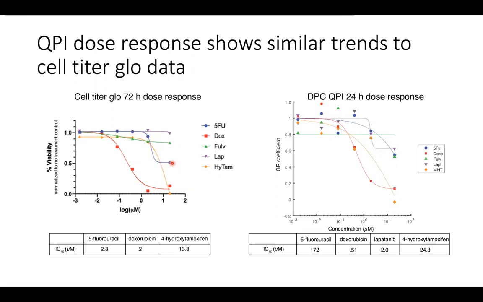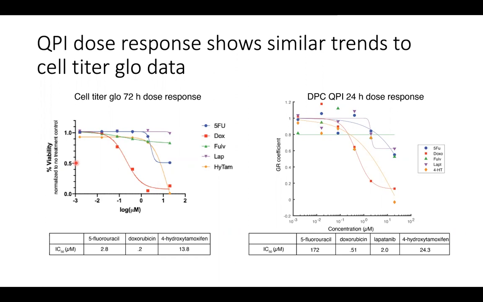The way we quantify these curves is using a measure called the IC50. The IC50 is obtained by fitting a sigmoidal curve to the data and then finding the concentration at which there is 50% cell viability. When we compute the IC50 using each of these techniques, in many cases such as doxorubicin and hydroxytamoxifen, we can see that the IC50 is very similar.